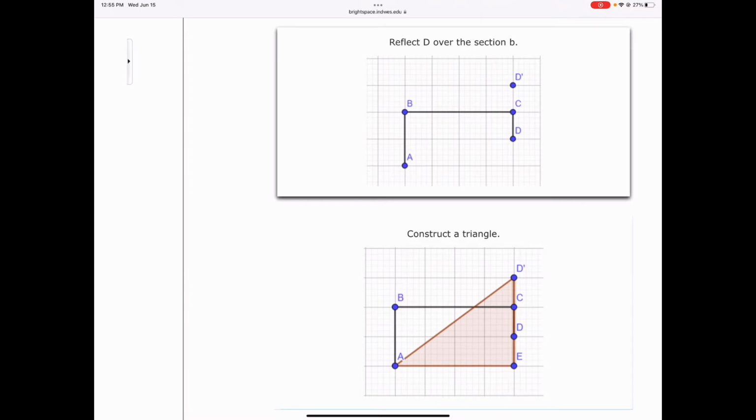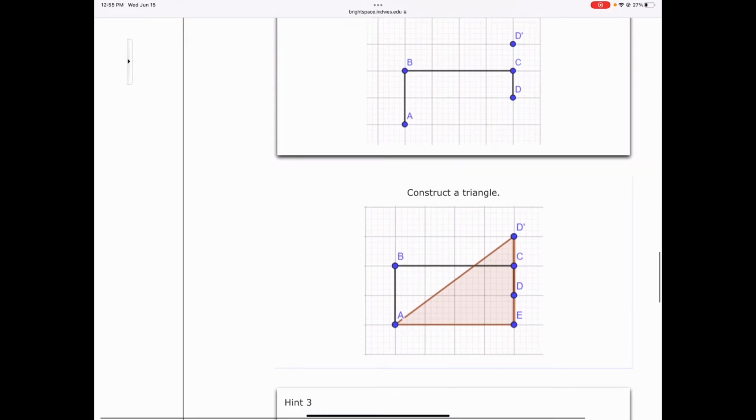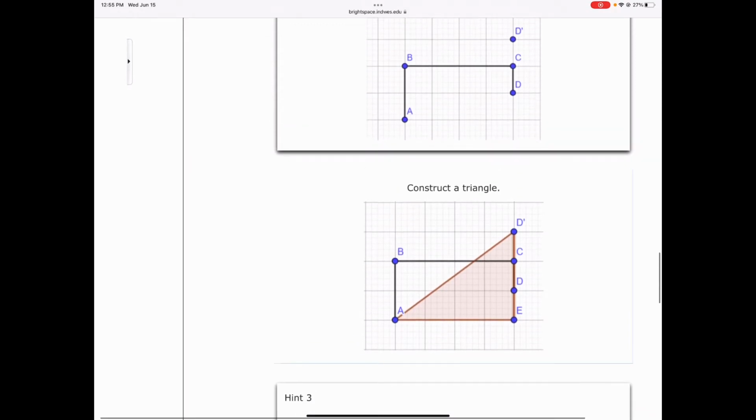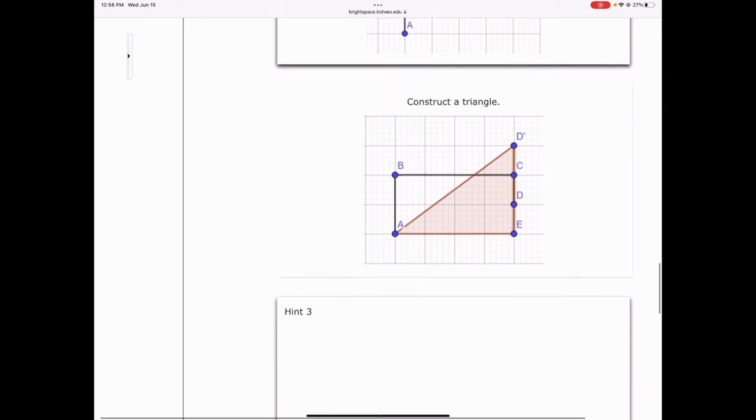You can see it is a right triangle. So that's what I was trying to do, make sure I can construct a right triangle so I can calculate the path of AD prime, that horizontal on the left-hand side. Because you can clearly see that A to E is 1, 2, 3, 4 units, and E to D is 1, 2, 3, 4 units. So A to D would just be the square root of 4 squared plus 4 squared.